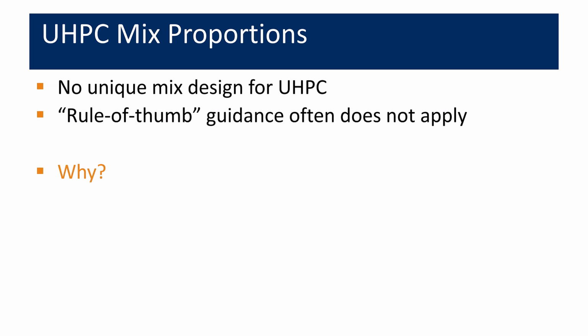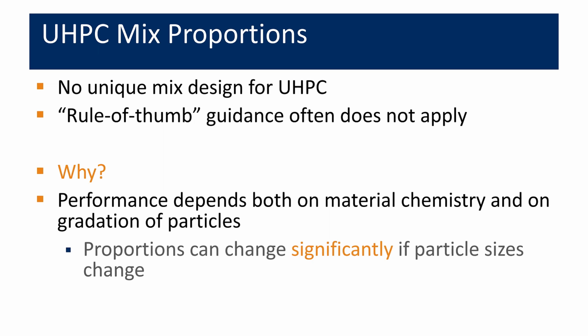And the reason for this is because, as I mentioned before, the performance of the UHPC is dependent both on the chemistry of the material, so the cement's chemistry, the chemistry of maybe a fly ash that's in the material, as well as the gradation of the particles. And if I change one of those materials out for an alternative, maybe I substitute a sand of one gradation for a sand of a slightly different gradation, my mixture proportions will actually have to change quite a bit if those particle sizes change, to account for the difference in particle packing with those new systems.